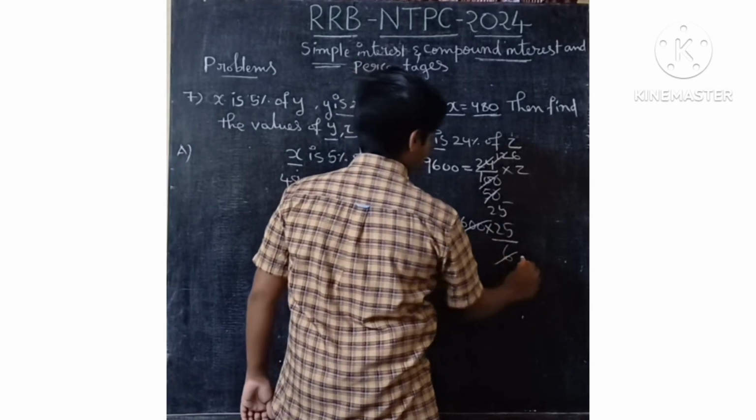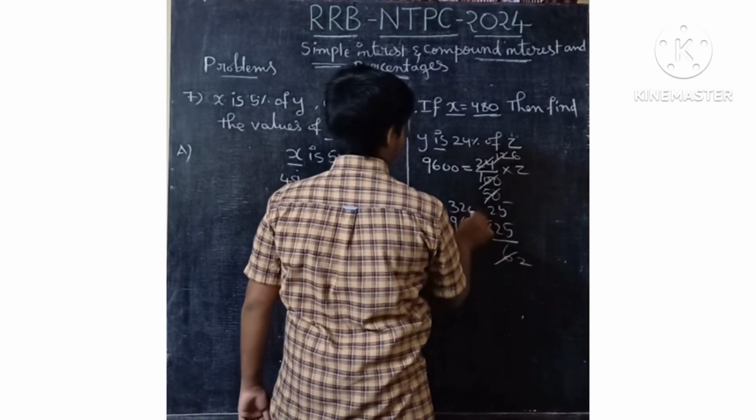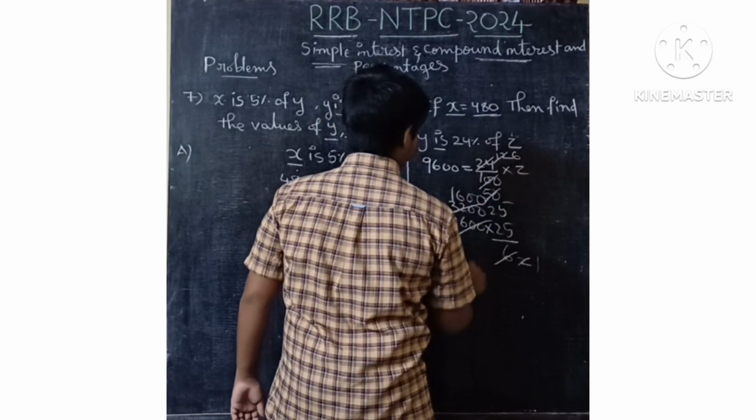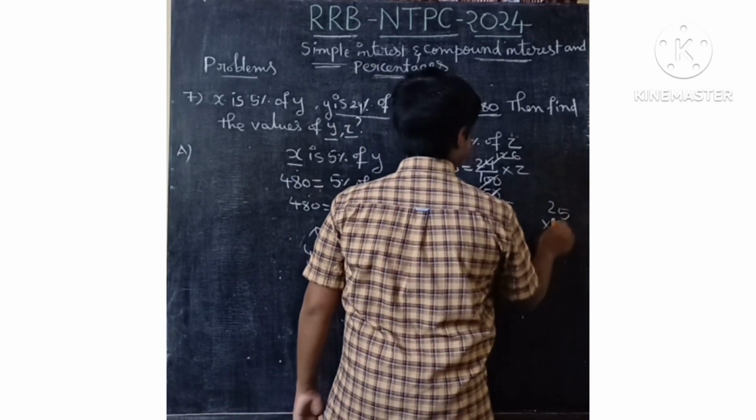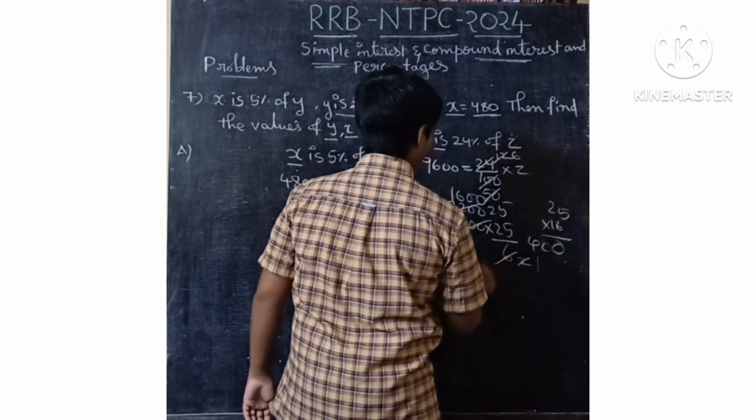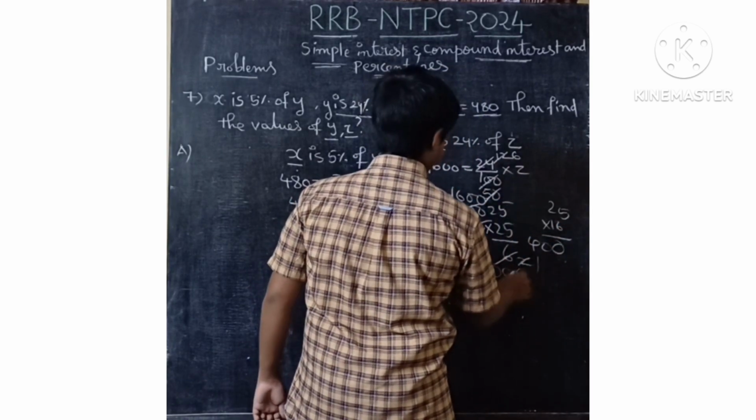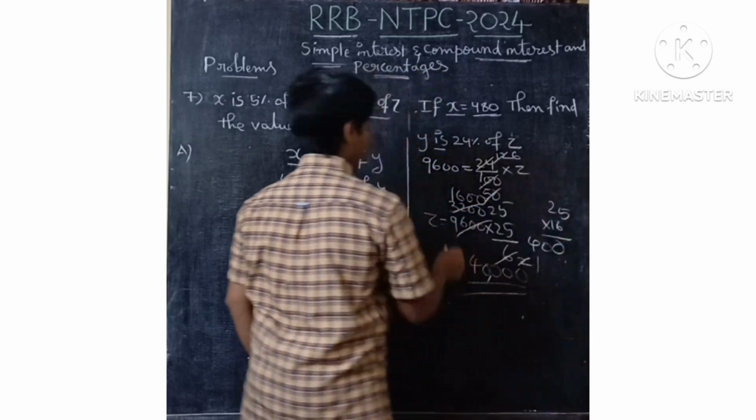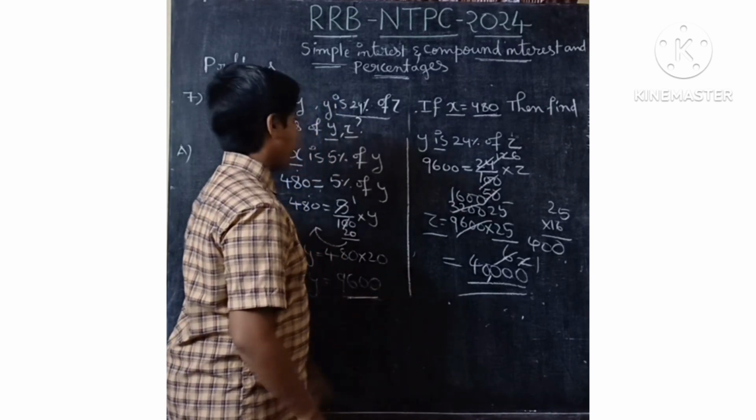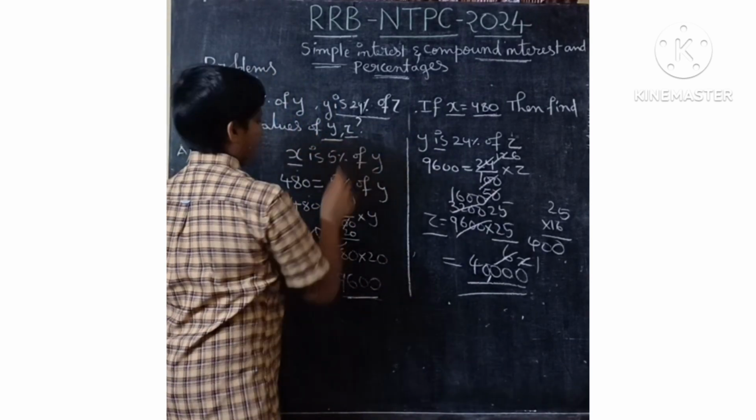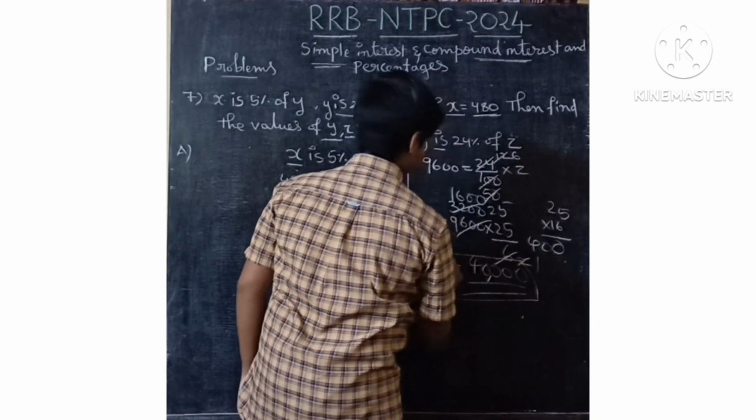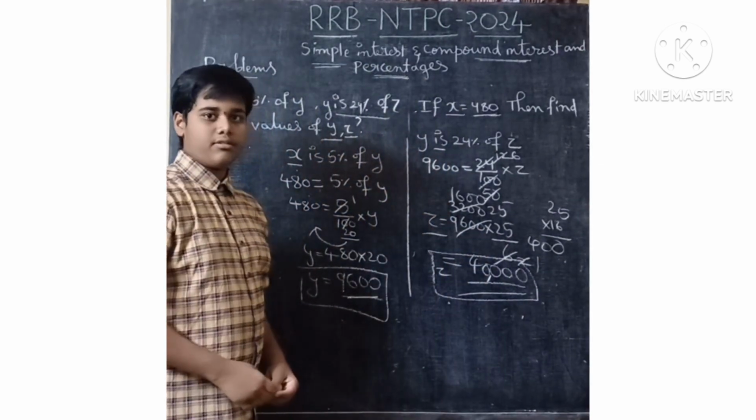So 3 table 2s are 6, 3200s are 9600. So 2 ones are 2, 1600s are 3200. Here multiply 25 into 16, which means 400. So 400 0, which means 40,000 is the value of z. So these are the y and z values, and they asked in the question what the y and z values are. So these two are the y and z values. So this is the 7th question.